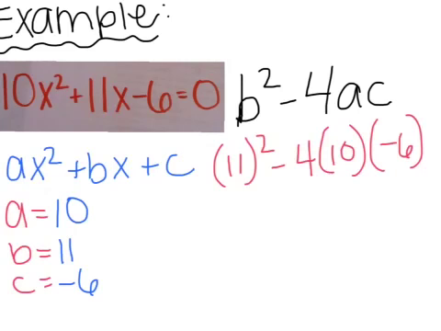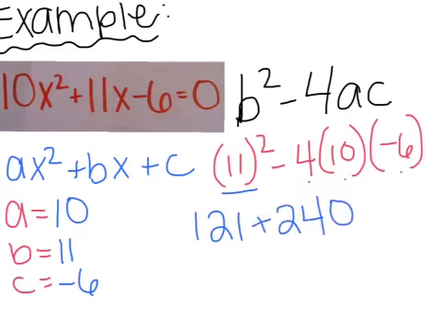So now to complete step 2, we have to simplify this. 11 squared is 121. Negative 4 times 10 is negative 40. Negative 40 times negative 6: negative times negative is a positive, so it would be positive 240. And then if you add 121 to 240, you're going to get 361.